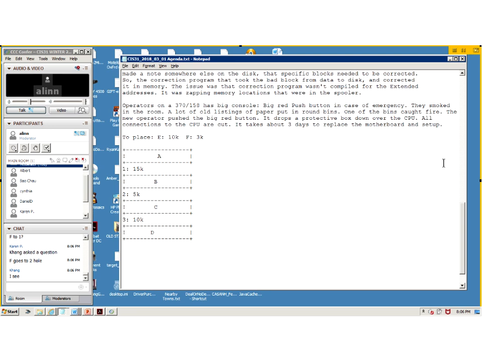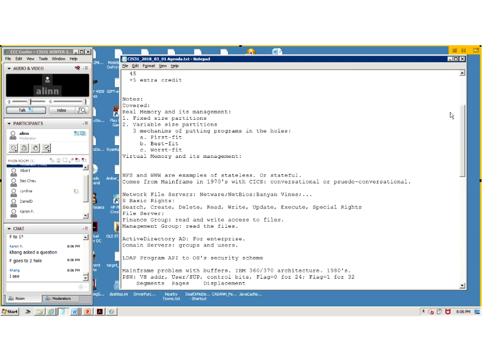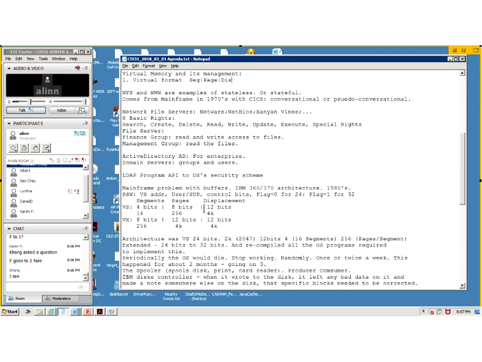Okay, very good. Okay, virtual memory. One is the virtual format. Okay, that's a segment, right? Segment. Page within the segment. And displacement within the page. That's the typical form, and I gave you examples right here.